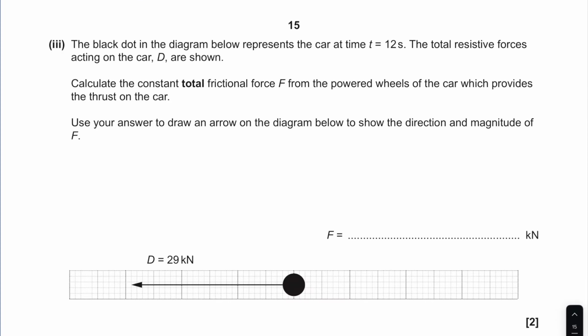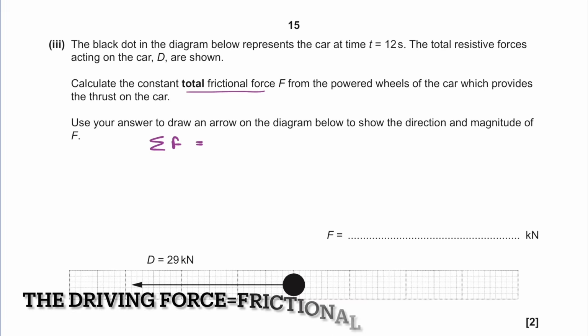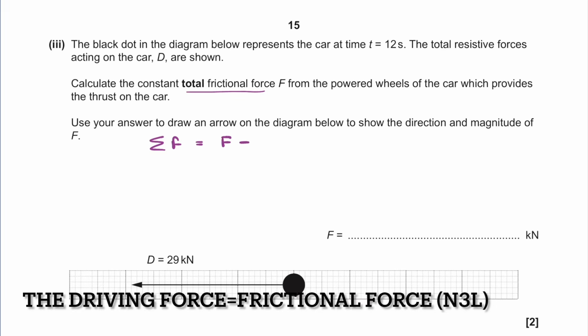For the next part, the black dot on the diagram represents the car at 12 seconds. The total resistive forces on car D are shown below. Calculate the constant total frictional force from the powered wheels which provide the thrust. Use your answer to draw an arrow on the diagram below to show the direction and the magnitude of F. Okay, so net force is equal to the frictional force minus the drag force, D.